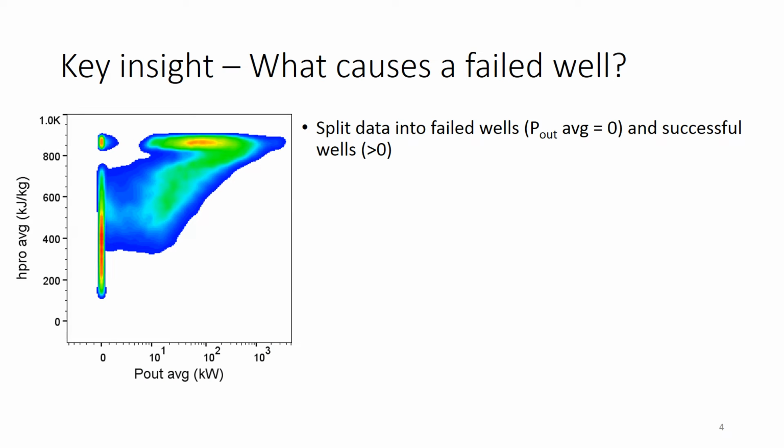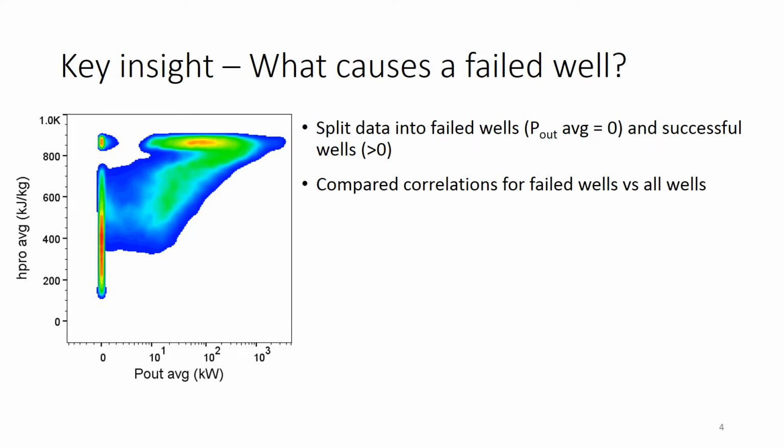So the key insight that I realized from looking at the data was that if you can avoid having a failed well, you're already most of the way to getting a successful solution. So for this, I split the data into failed wells, where the average power output over the 20-year time span was 0, and successful wells, where they at least produced some power.